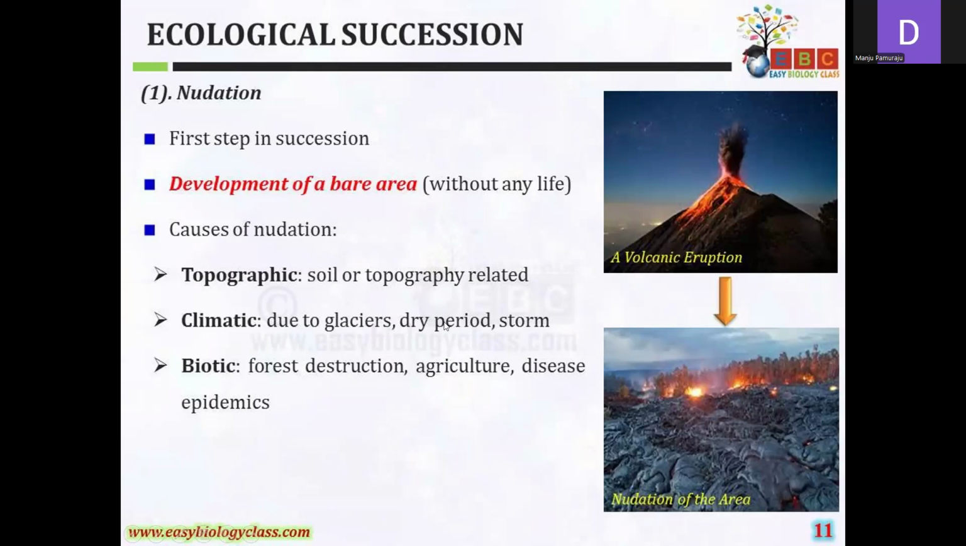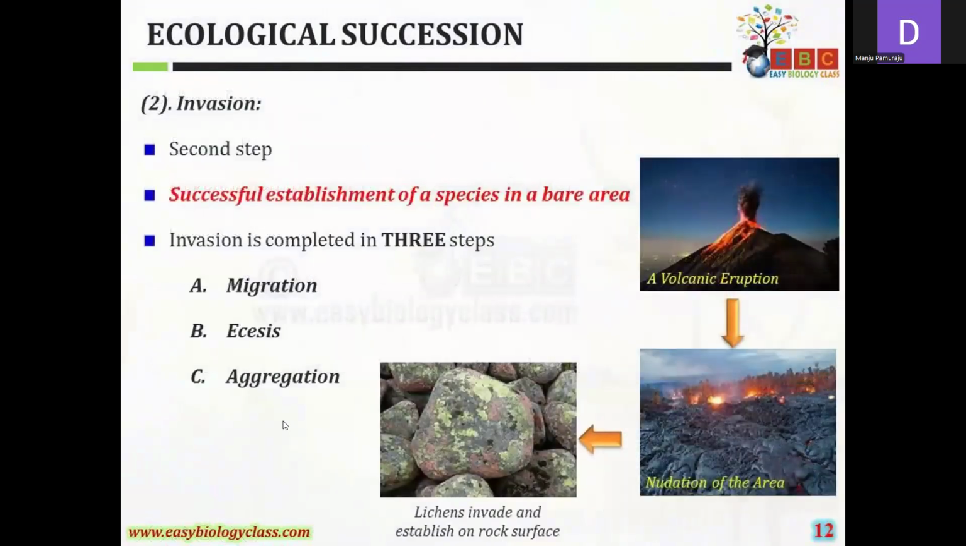So due to this, no living organism existed. Biotic causes include forest destruction, agriculture or disease epidemics, due to which the formation of a bare area occurs. So the next one is the invasion. The second step is the successful establishment of a species in the bare area. It is called the invasion.